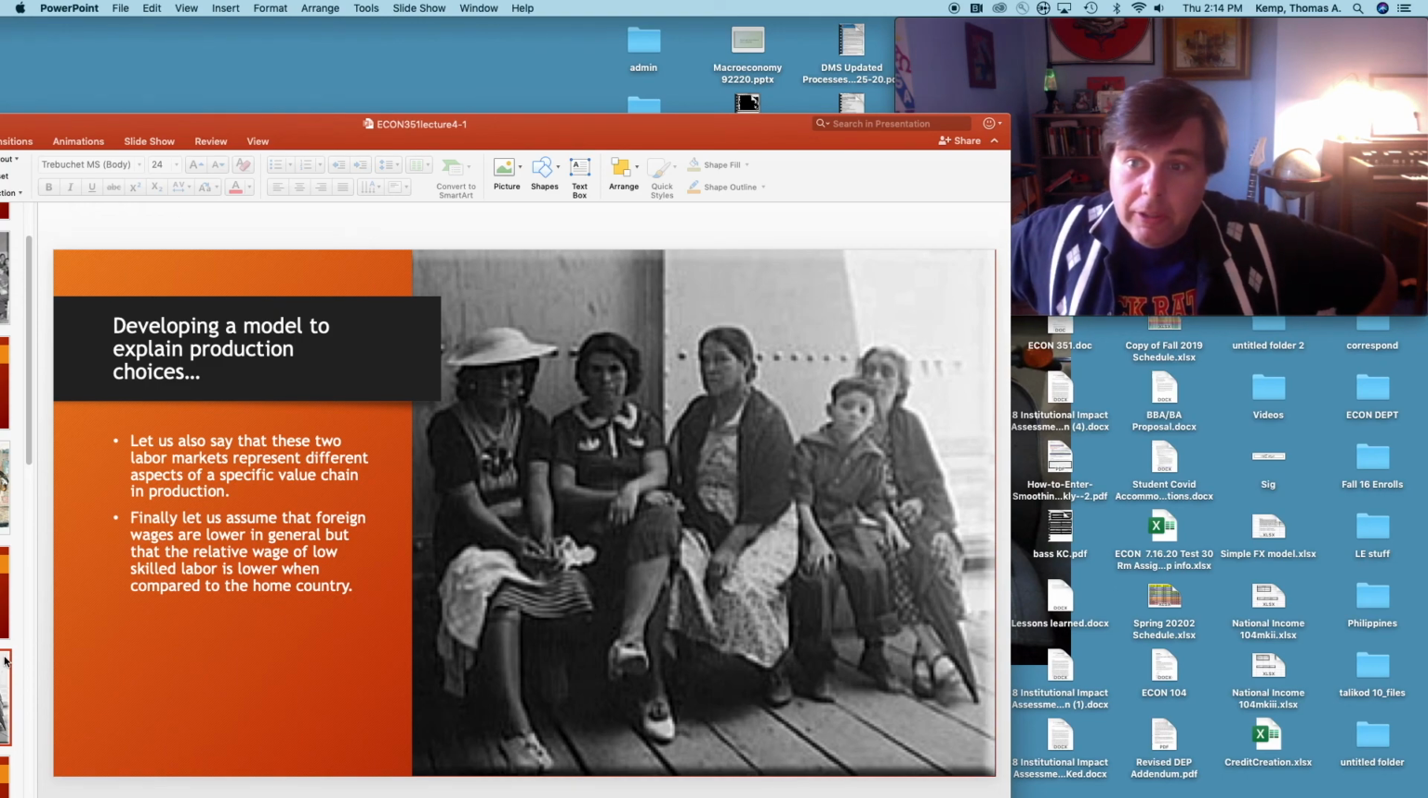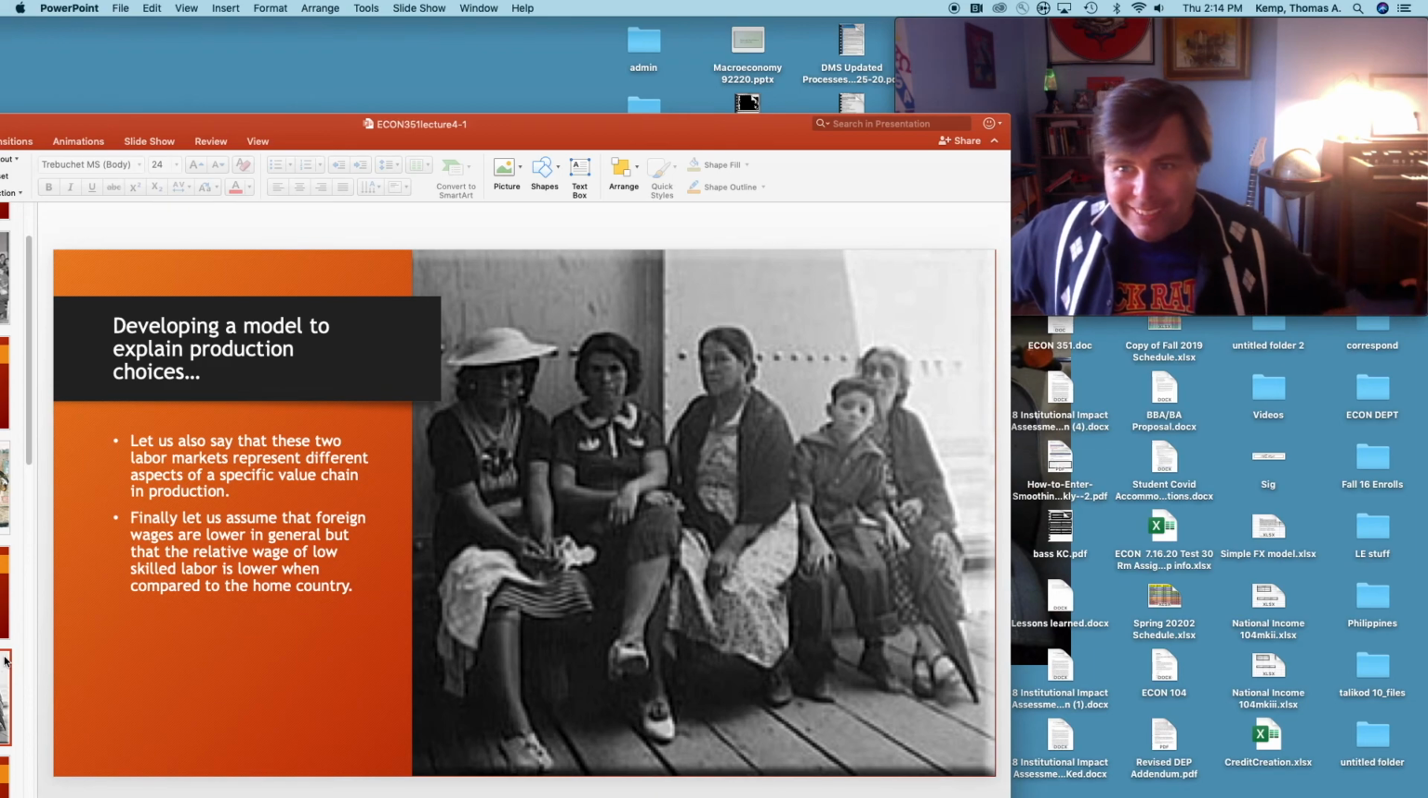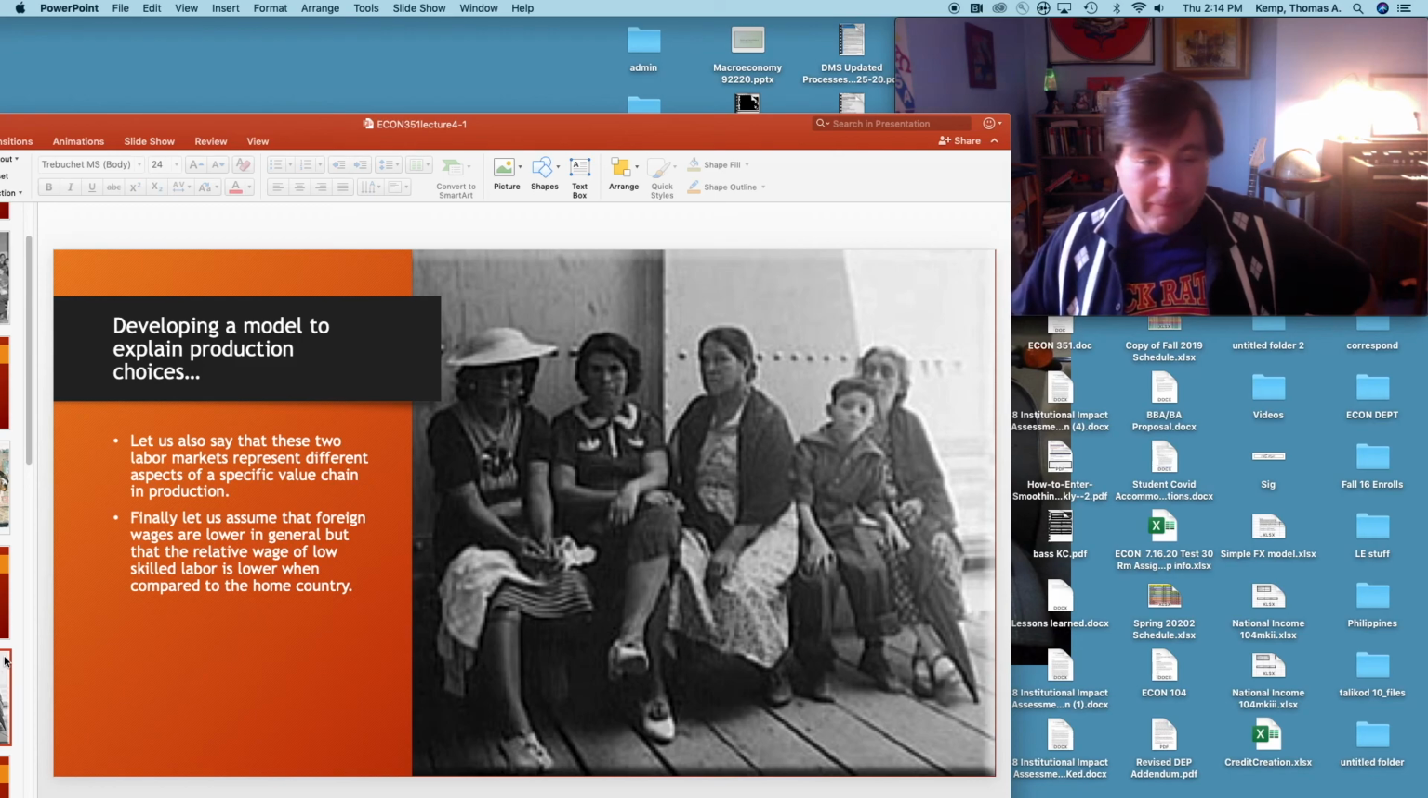So another way of saying, rewind it if you haven't, slide the bar back to the left. Another way of saying that is that the difference between high-skilled and low-skilled labor is much greater in the foreign country than it is in the home country. Okay.